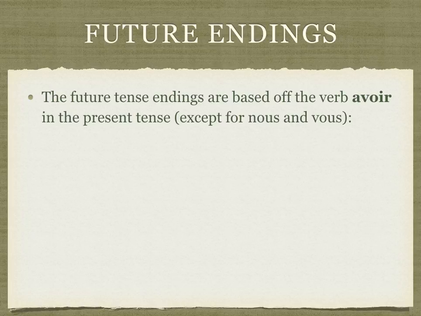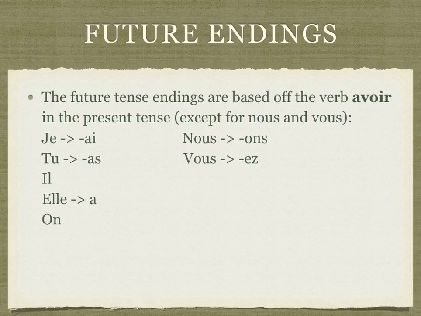All right, our future tense endings. Now that we formed our stem, with the exception of the irregulars, which we'll look at next week, all we have to do is add our endings. The future tense endings are based off of the verb avoir in the present tense. The exception of this is nous and vous, which will follow the common pattern that they typically do. So our ending for je becomes ai, tu becomes as, il, elle, on adds a. Nous and vous both add their typical endings, ons and ez, and ils and elles go back to the avoir with ont.